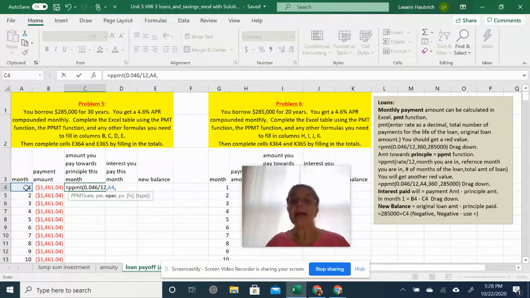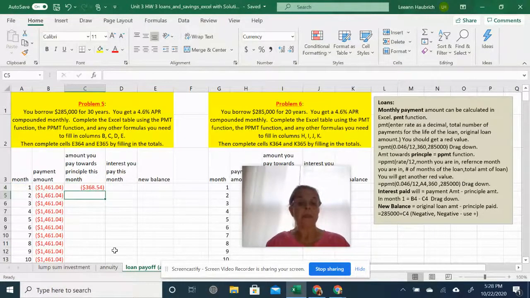The very next thing is how many payments are in this loan. This loan has 360 payments. So 360, and again, the full amount of the loan, the $285,000, enter. So as you can see, of this $1,461, only $368.54 is going toward bringing down the principal on this account. How much of it goes towards the interest?